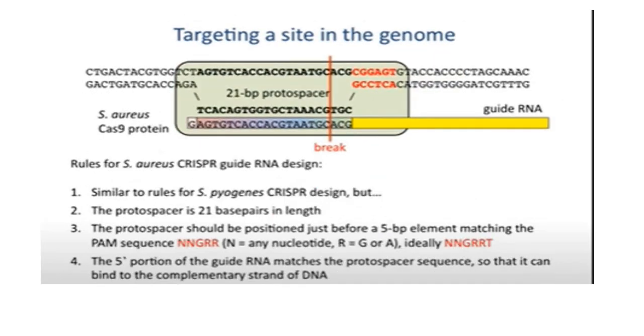However, in the aureus case, Staphylococcus aureus, the PAM sequence is NNGRR, where N is any nucleotide and R is adenine or guanine, only the purines. And the protospacer is 21 base pairs in length. Again, the rules are the same. Cas9 will cut the DNA 3 base pairs upstream of the protospacer adjacent motif. If it is NGG upstream, it is CCN downstream.